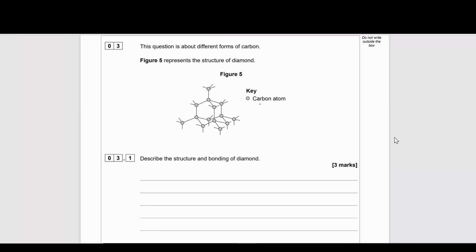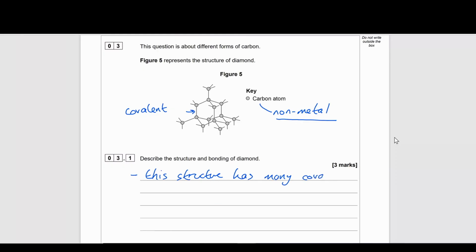Okay, 3 marks. So, you remember that carbon is a non-metal. So the only atoms that are in this structure are non-metals. So if that's the case, then these lines, which are between our carbon atoms, can only be one type of bond, which is covalent. So we have to be talking about covalent bonds in our answer. So 1 point we can straight away say is that this structure has many covalent bonds.